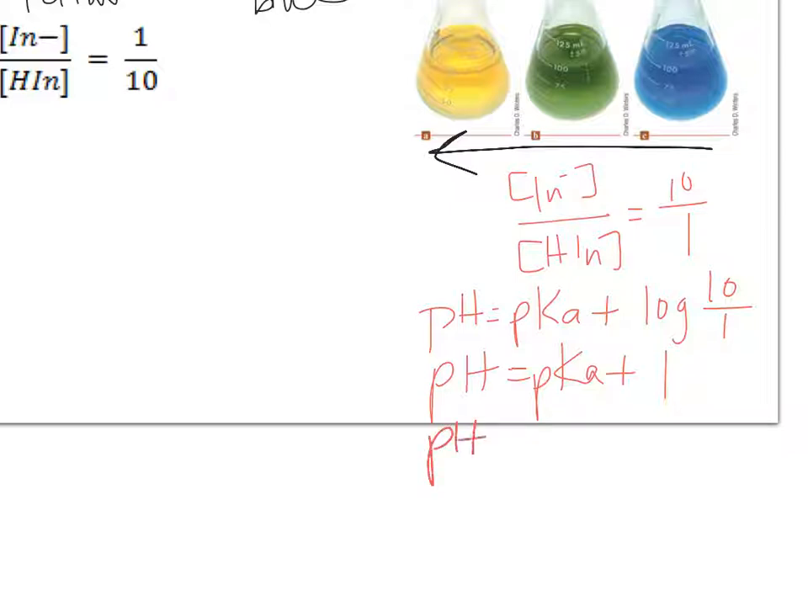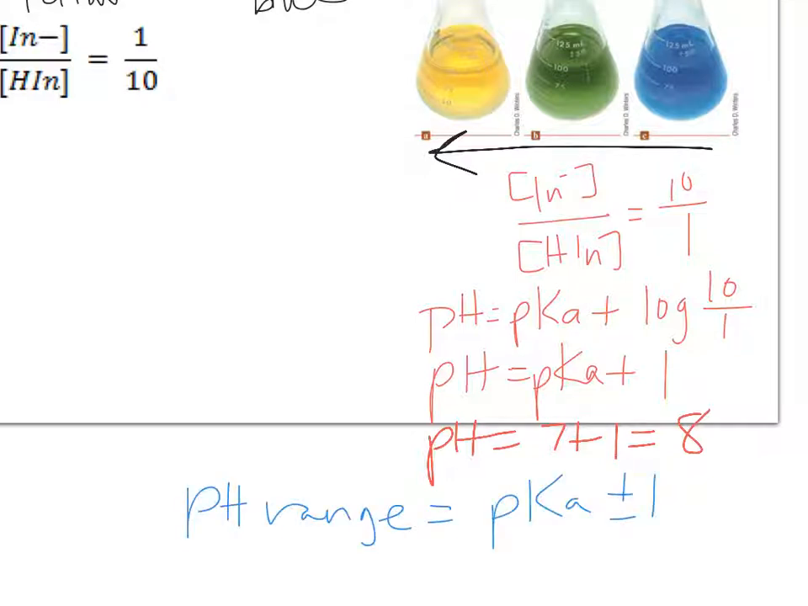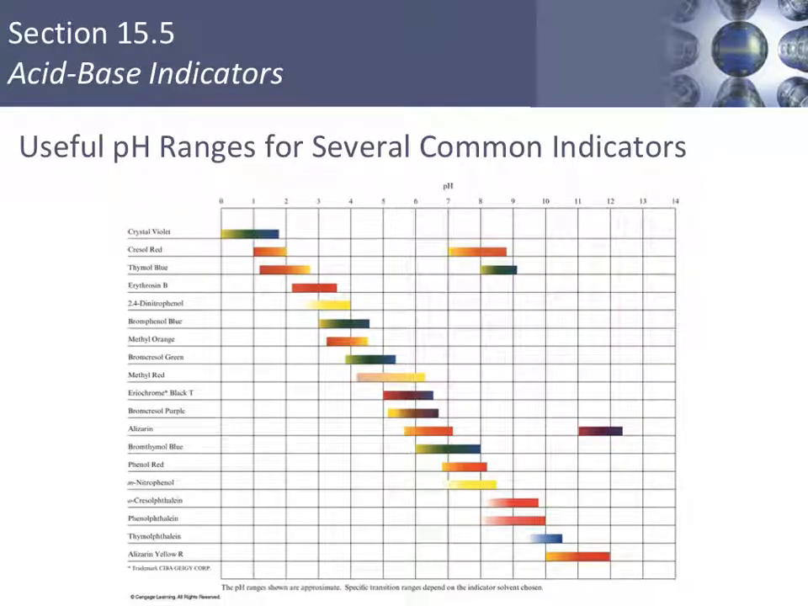So in this case, pH would be 8. Therefore, the useful pH range for bromothymol blue is from 6 to 8. So generally, for a given indicator, the useful pH range is the pKa plus or minus 1. The useful pH ranges for several indicators are shown in this table. Here is the bromothymol blue. Notice the pH range is from 6 to 8.